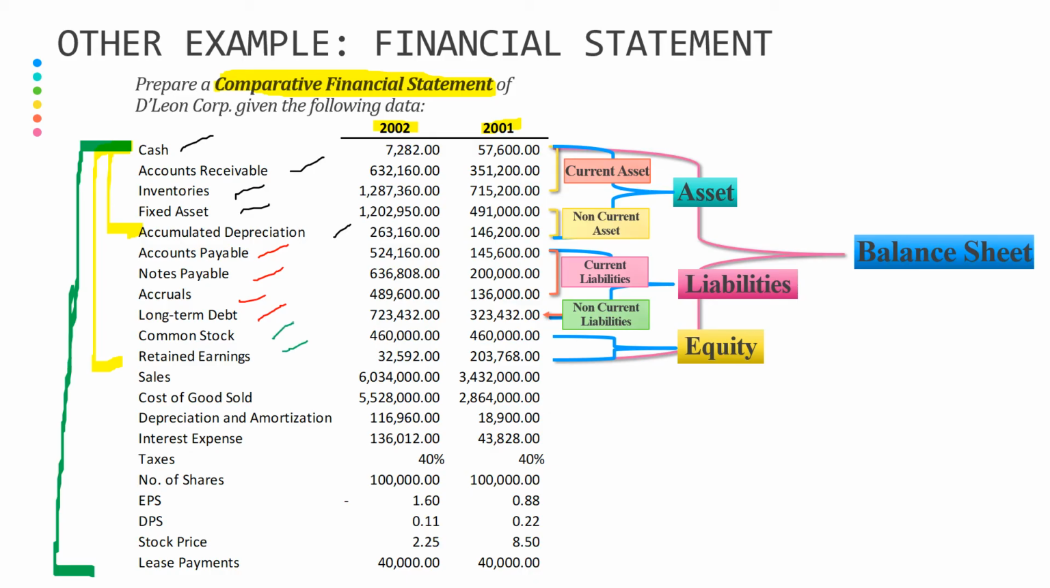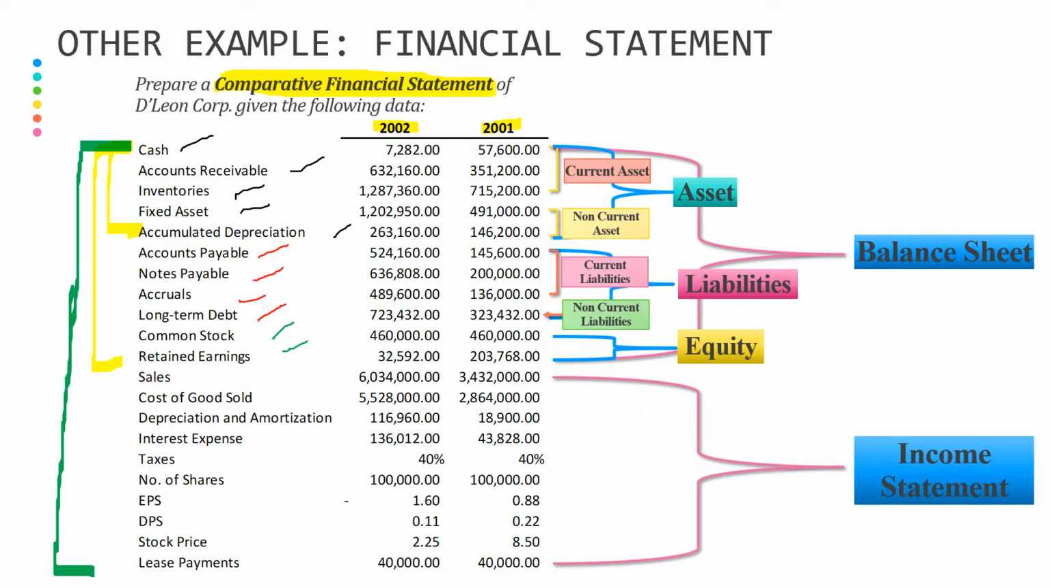Now, another type of financial statement that we will be preparing is the income statement. For the income statement, we have here from sales up to the lease payments. In the income statement, we will be using the sales, cost of goods sold, depreciation, interest expense, taxes, and other important details that we need to calculate the net income. For the next slide, we will be preparing each financial statement for the Leon Corp.